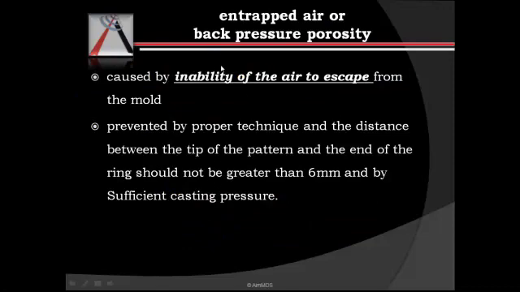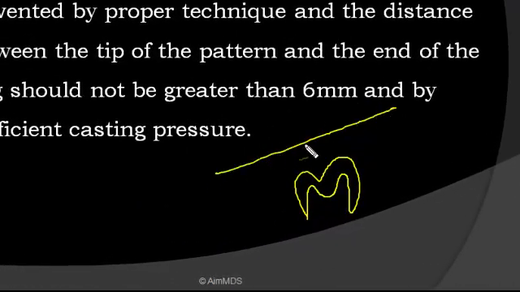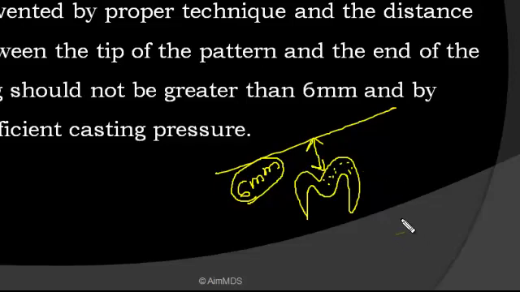And then we have one more variety of porosities, that is the entrapped air or the back pressure porosity. This is caused by inability of the air to escape. Now, while we had been talking about the sprue, we had been talking that our wax pattern should be positioned within 6 mm of the trailing end. We discussed this in our last video, because whenever the wax is burnt out, there are some residual gases inside the mold cavity. Now, when the molten metal comes in the mold cavity, these gases should escape out through this investment, which is supposedly porous.